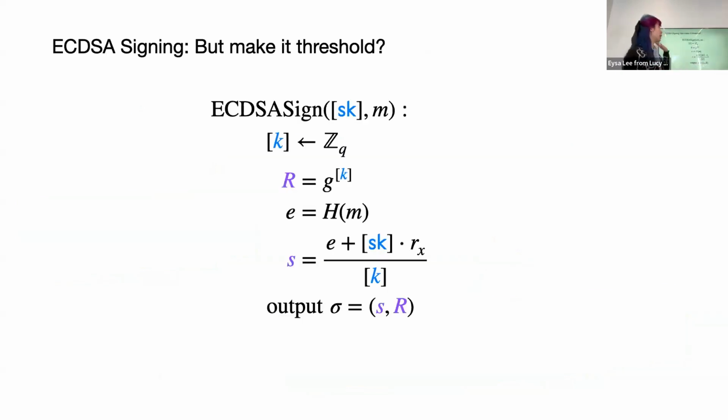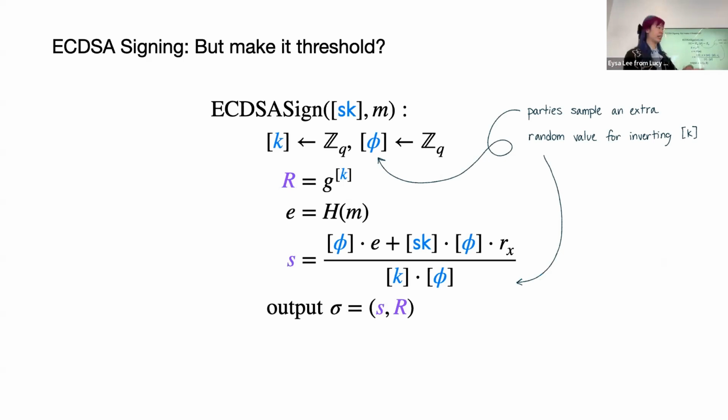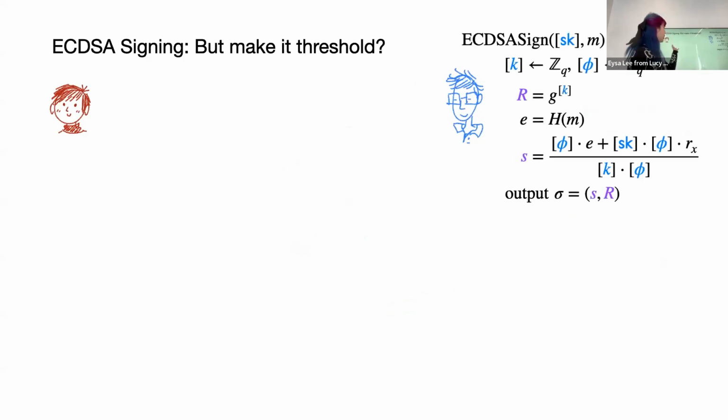And so we can take this and apply it to our ECDSA signing algorithm. We have our picture from before. Now we add in sampling this random masking value, phi, and then multiplying it and expanding it out. This is the rewriting of our equation. So let's look at how to turn this into a protocol. We have Alice and Bob again, and they have their shares of the secret key from the key generation. Well, first thing they're going to do is sample these random values locally.